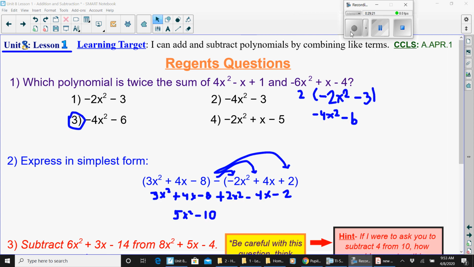Okay, number 1 is 3. So you're just adding it up, and then you're multiplying by 2, like a distributive property style. And when you multiply by 2, you get negative 4x squared minus 6. And then it says expressed in simplest form, number 2. And with that subtraction in the middle, then we have to distribute. You get 5x squared minus 10.